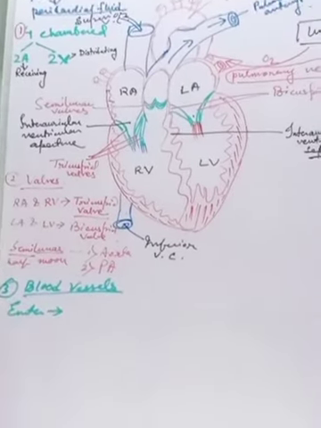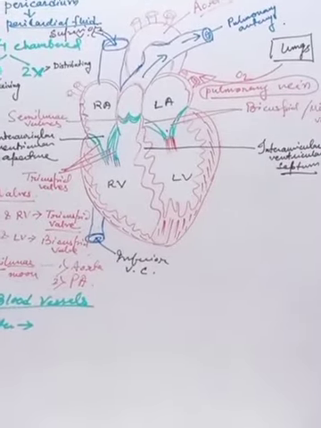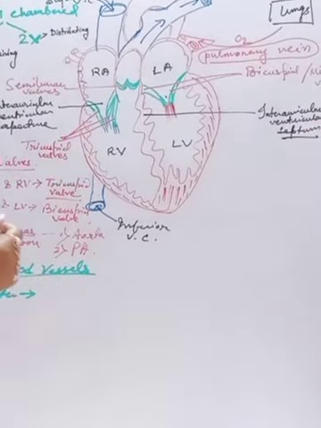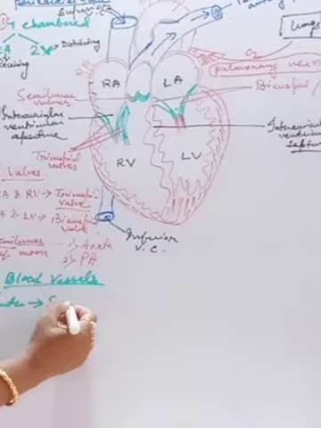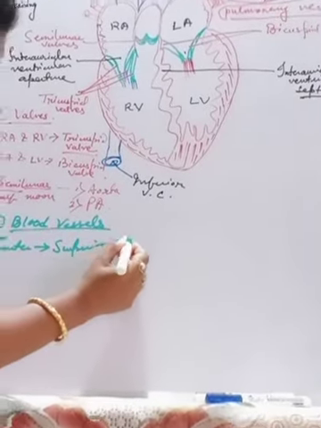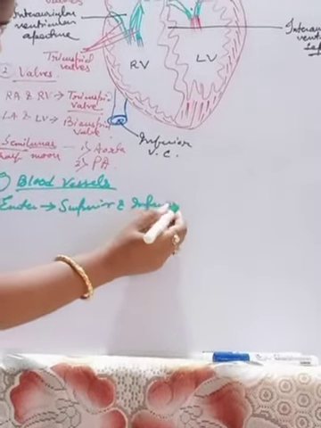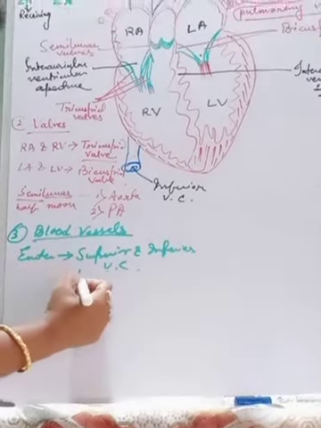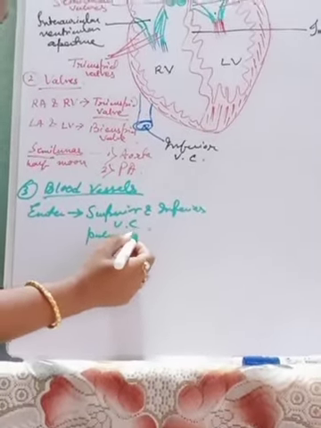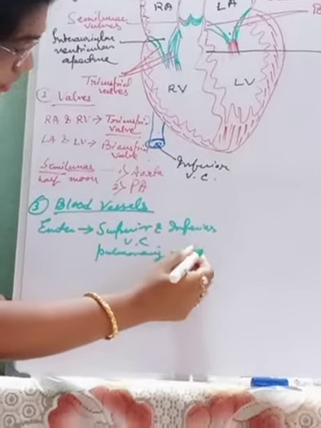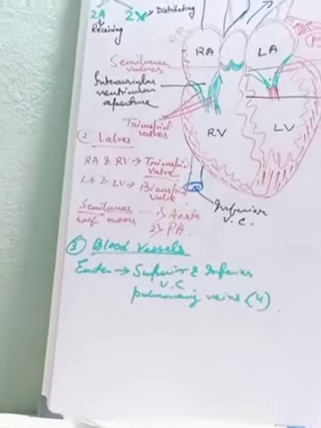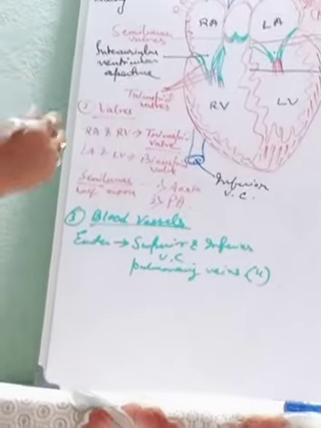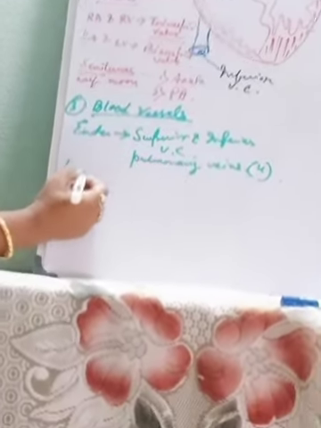So in entering blood vessels, what can I write over here? What are the blood vessels that are entering into the heart? One is the superior and inferior vena cava, and the second one is the pulmonary veins. They are 4 in number, the pulmonary veins that are entering the left auricle. Now I have to tell you which of the blood vessels are leaving the heart.